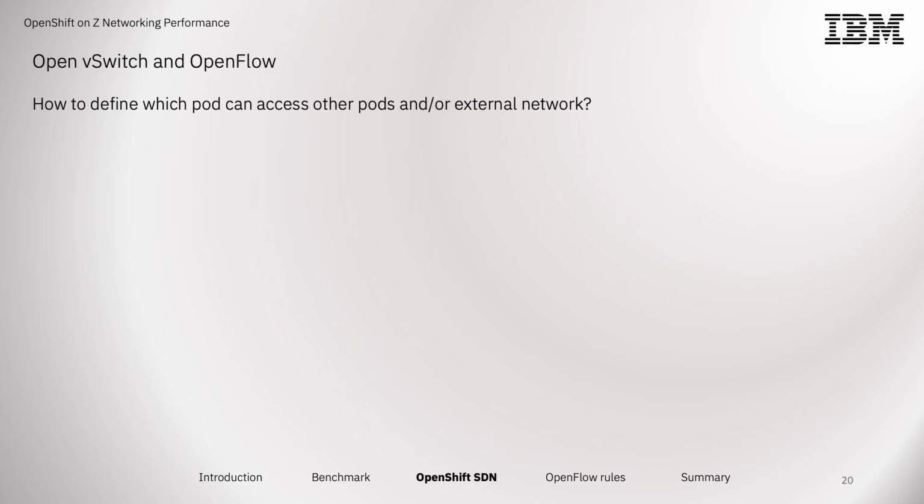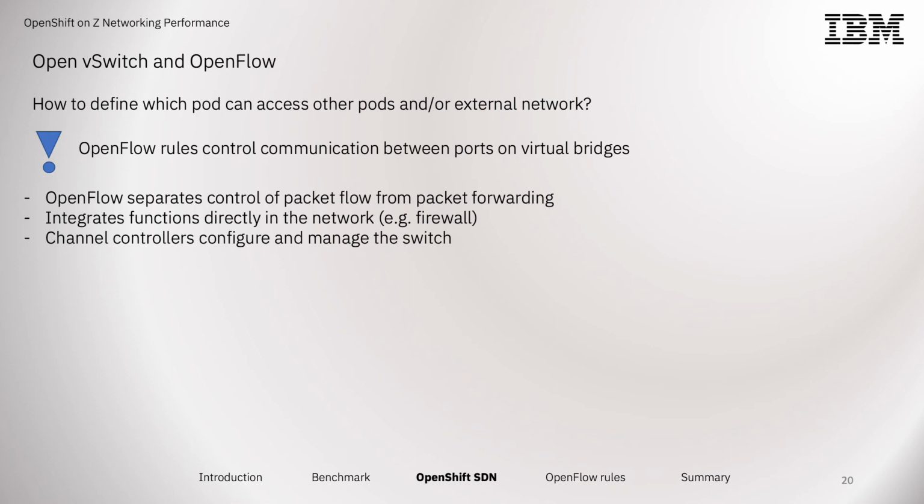As mentioned before, the main components of the OpenShift SDN are Open vSwitch and OpenFlow. And the question now is how to define which pods can access other pods and/or the external network. This is defined by the OpenFlow rules, defining exactly which pod can reach other pods or other destinations inside or outside the internal network. The rules then control the communication between pods and the virtual bridges inside Open vSwitch. Besides, OpenFlow separates the control of the packet flow from the forwarding of the packets, so you have a kind of separation of concerns here.